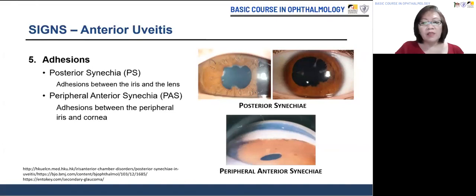Adhesions between the iris and the anterior surface of the lens, called posterior synechia, and between the peripheral iris and the cornea, called peripheral anterior synechia, are also common findings in anterior uveitis. Posterior synechia may be thick and broad-based, as shown in the left photo, or thin, as shown in this other photo. This type of posterior synechiae is more commonly seen in non-granulomatous type of uveitis.